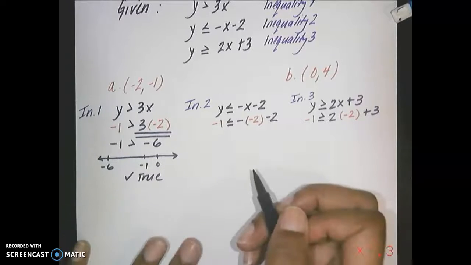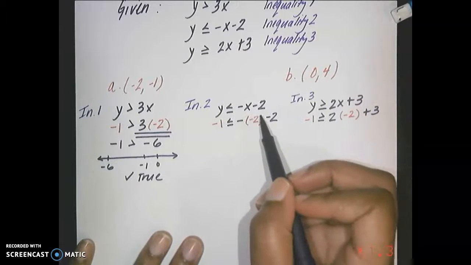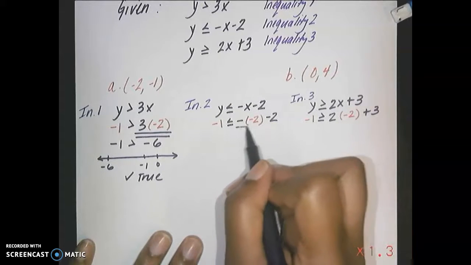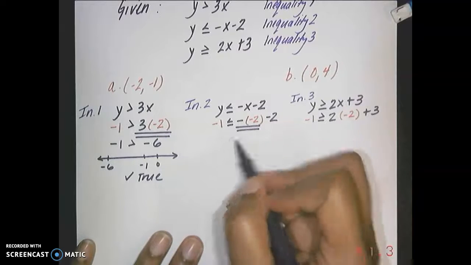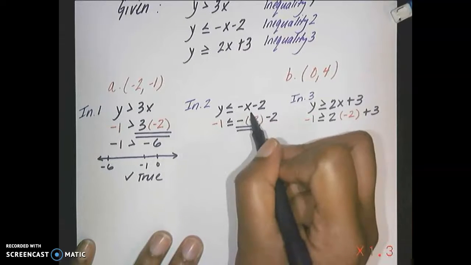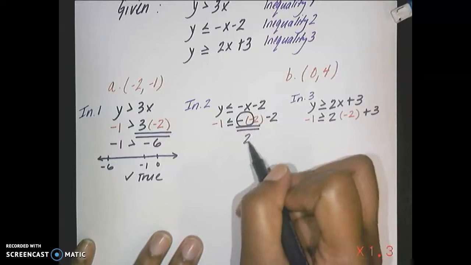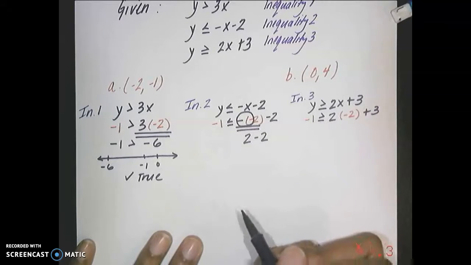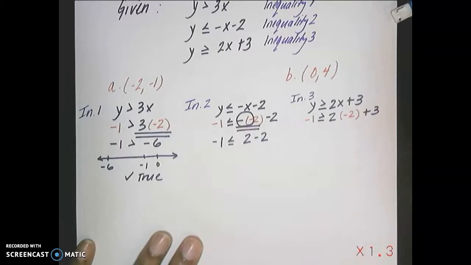Now we move on to inequality 2. y is less than or equal to negative x minus 2. Well, here we have a negative times a negative 2. Don't let that bother you. Negative times a negative looks like a sleeping person. When you're sleeping, ain't you happy? 2 minus 2.